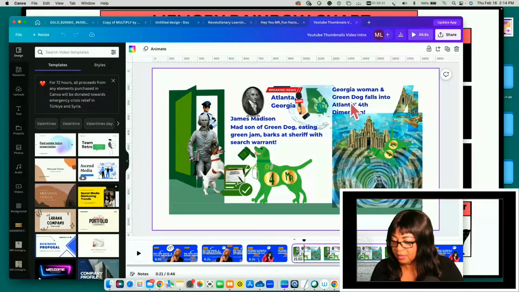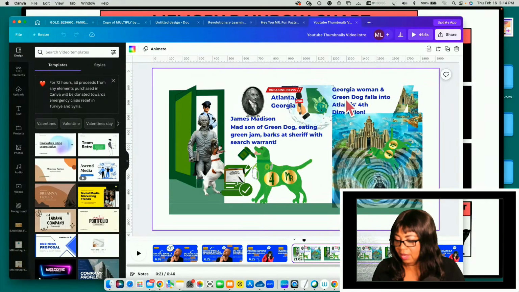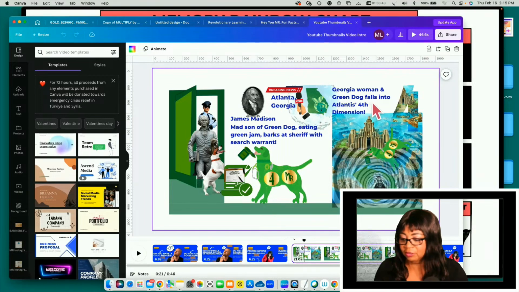And the fourth state to join the Union is Georgia. So I kind of threw this together. Now, you can probably be better than me at putting some of these stories together. I envision the Atlantis. I think of Georgia, and Atlanta is the capital, right? So I always think of Atlantis every time I think of Atlanta.